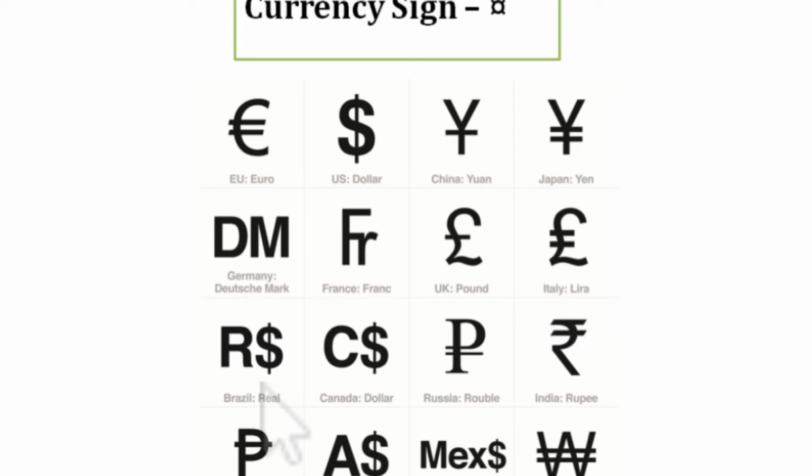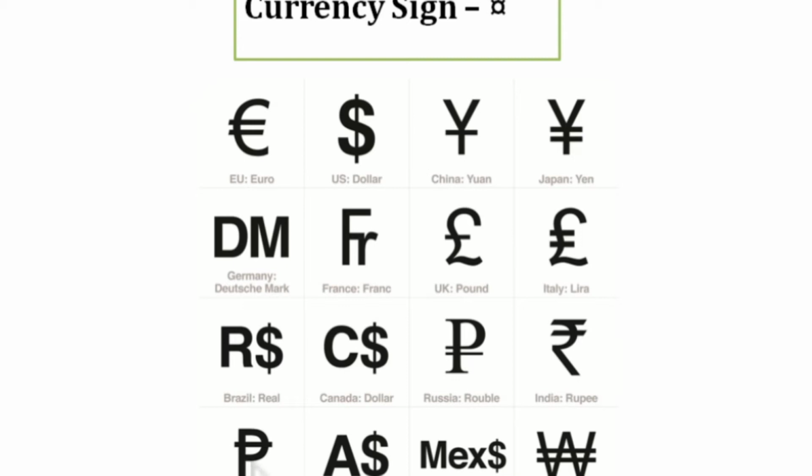Next one is the currency of Brazil, and it is known as real. It is spelled R-E-A-L. Next one is the currency of Canada, and it is known as dollar. Next one is the currency of Russia, and it is known as ruble. It spells R-O-U-B-L-E, ruble. Next one we all know, this is the currency of our country, India, that is rupees.